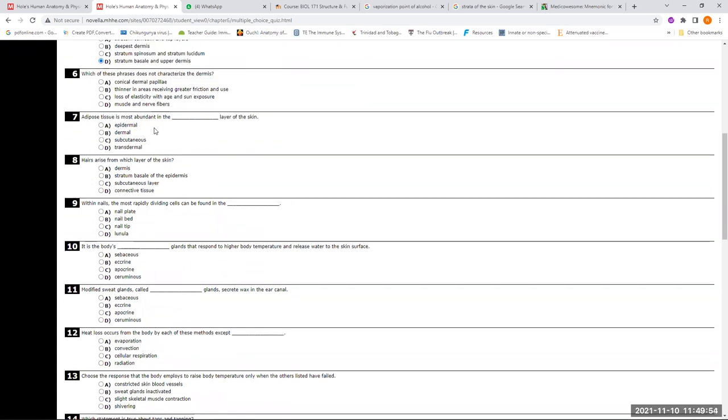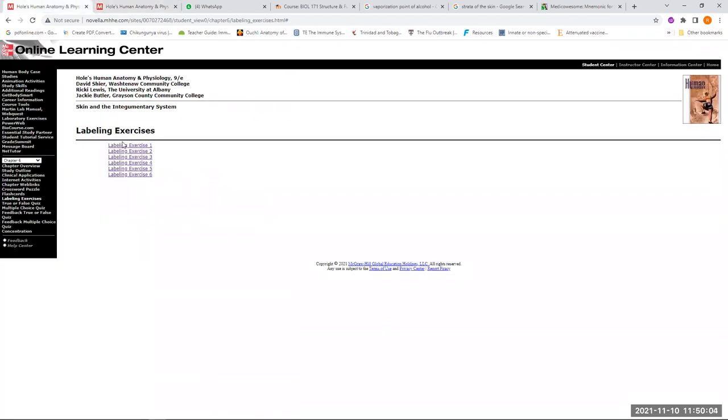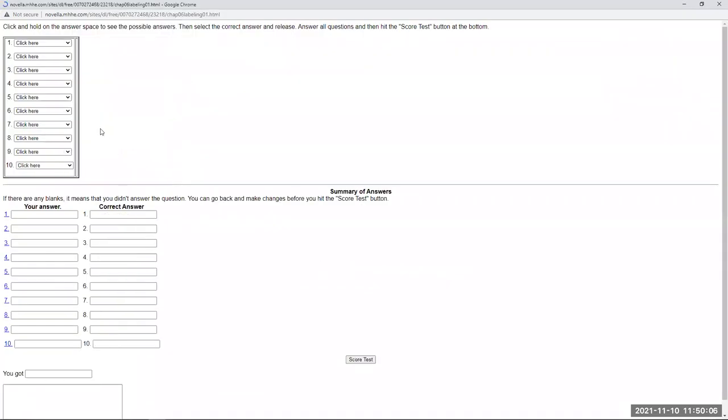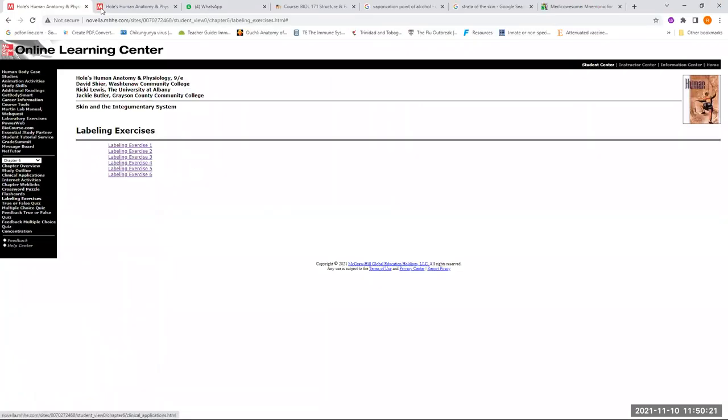Adipose tissue is most abundant in what layer of the skin? Subcutaneous. I like it. Let's have a look. So when we look at the skin, remember this region here, region 3, that one would have been the subcutaneous layer, quite right. So that is the subcutaneous layer. You're very correct in stating that. Well done. Let's go again.